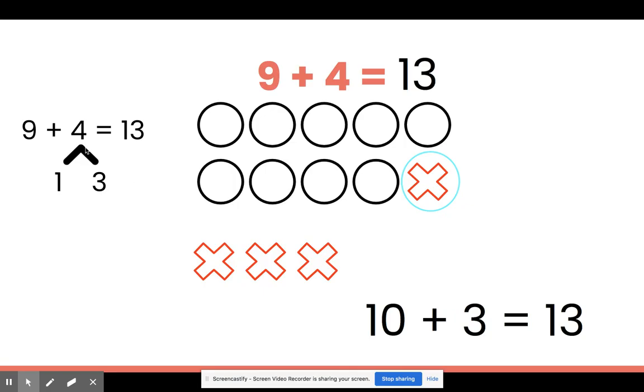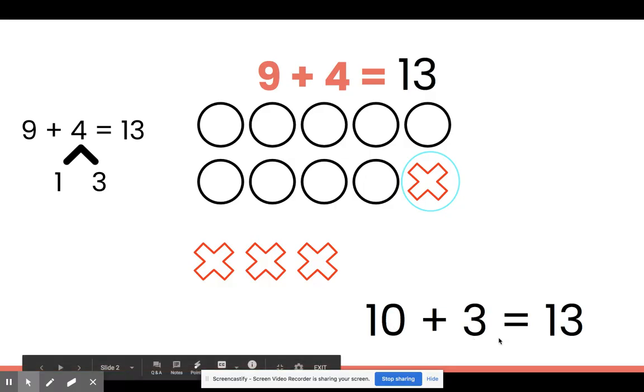So let's look over here. Here I have 9 plus 4, the same problem that was at the top, except I split the 4 into 2 parts. One part is 1, which is right here. It was the one we added to the 9 to make 10. The other part is 3. Those 3 are down here. That's how we got our 10 plus fact. We went from 9 plus 4 to 10 plus 3, but you'll notice they both equal 13.